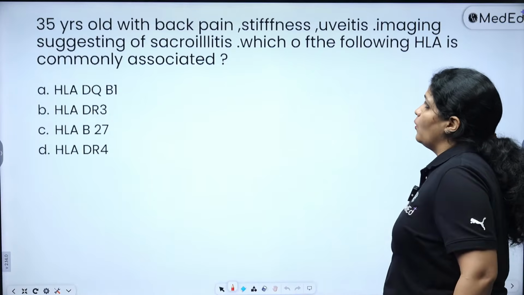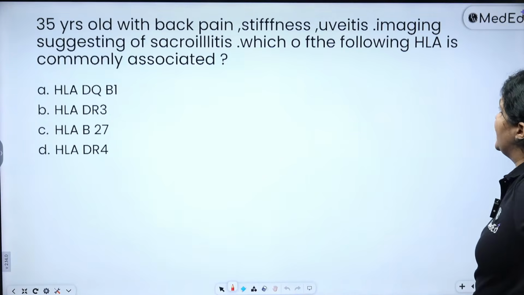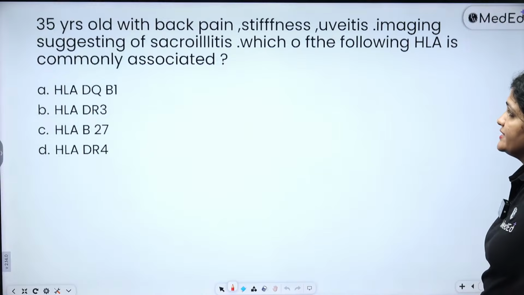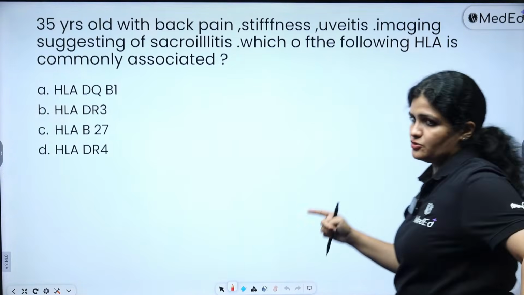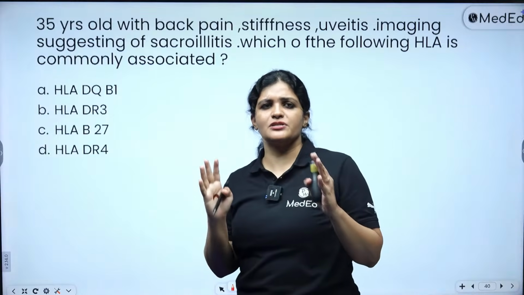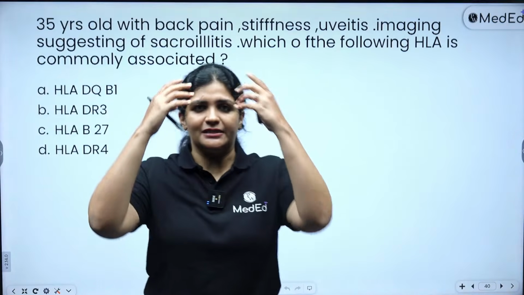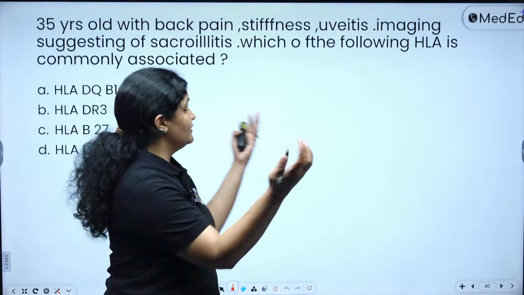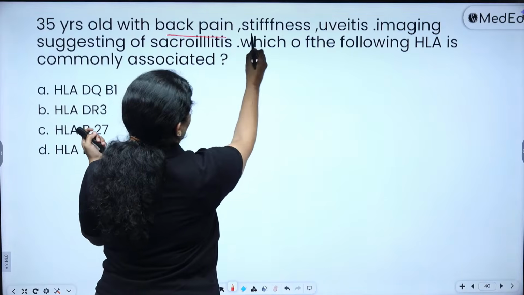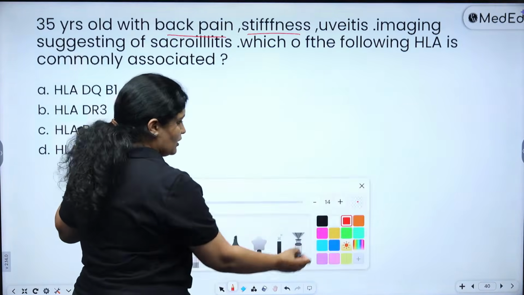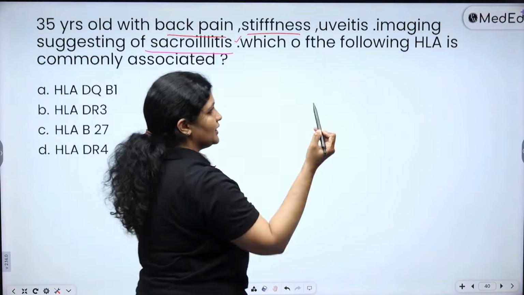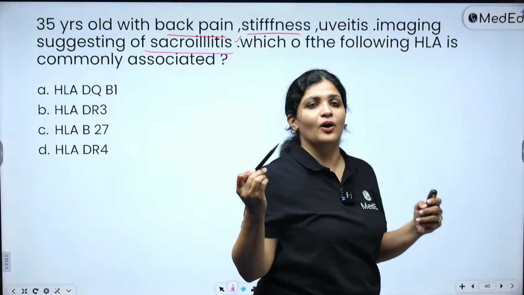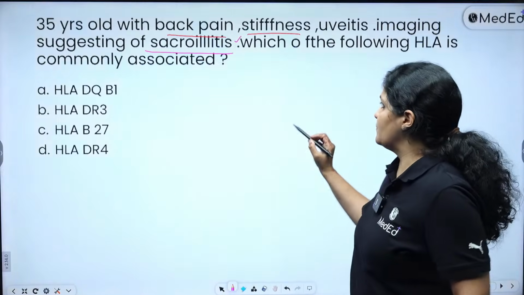Okay, a 35-year-old with back pain, stiffness, uveitis, imaging suggestive of sacroiliitis. Which of the following HLA is commonly associated? This is again one of the favorite, most important questions usually asked in various competitive exams. Here they have clearly given you back pain, stiffness, and sacroiliitis. So whenever you see this condition associated with sacroiliitis, what is the first thing that strikes your mind?